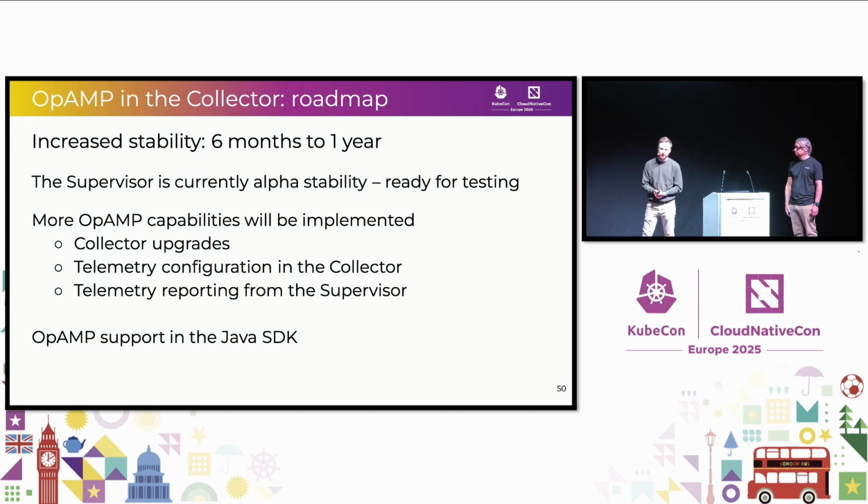Additionally, we're looking to implement some more OpAMP capabilities. These are in progress right now. We're currently looking at doing collector upgrades, so making it so that you can upgrade collectors through the supervisor rather than having to do a full redeploy. This can simplify the management a little bit. Additionally, we're looking to enhance how we configure and report telemetry within the collector and supervisor, so that these are fully observable. This is in the early stages right now, but we're working with some of the Java SIG to help support OpAMP inside of the Java SDK.